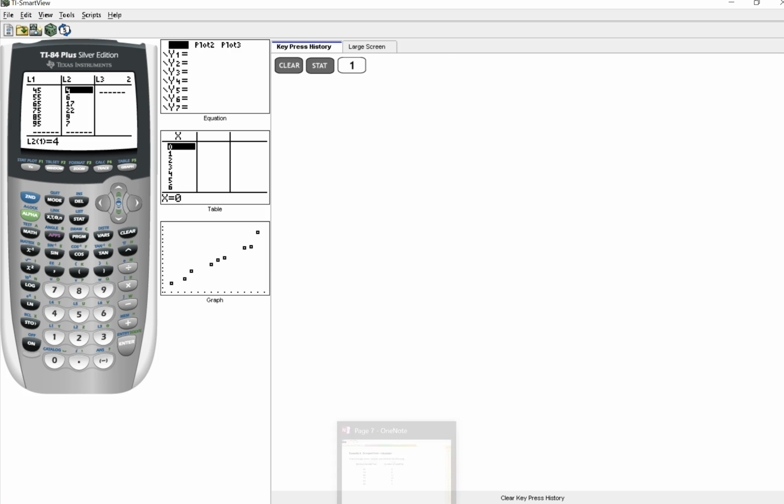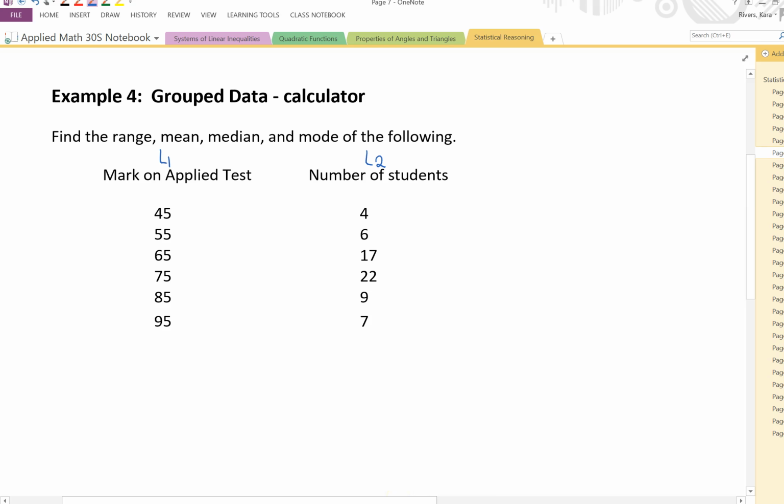Alright, so we have all of our data in there. So we're looking at our mark on an applied test and the number of students that received that mark. So what does this mean? Well, this means that there's 4 people who got 45. So if this was a list, it would have 45, 45, 45, 45. There's 6 people that got 55. There is 17 people that got 65, and so on. So instead of listing all of those numbers out, what they've done is they've tallied or counted how many people got each of those marks and listed them this way.